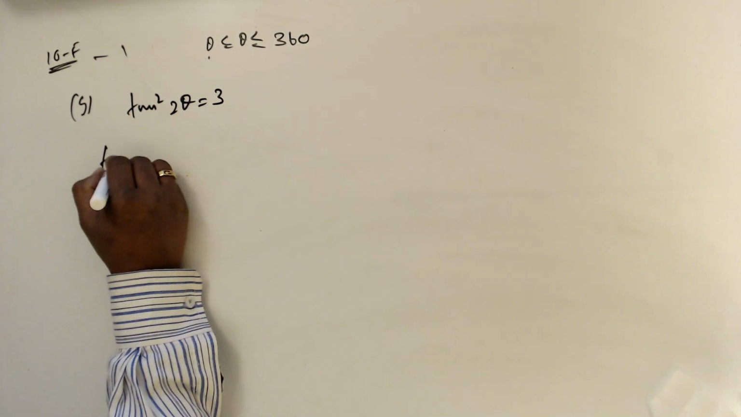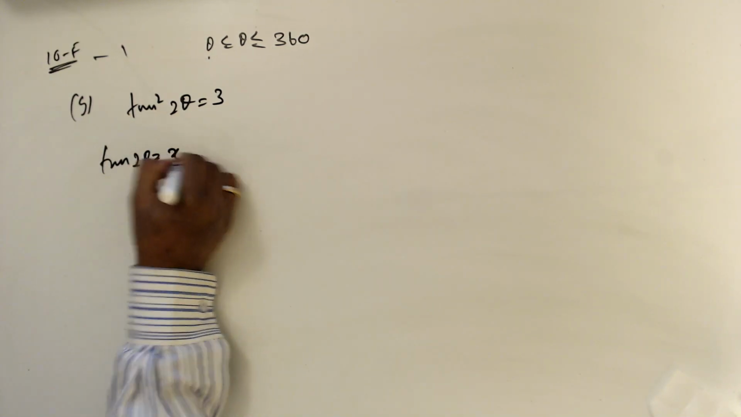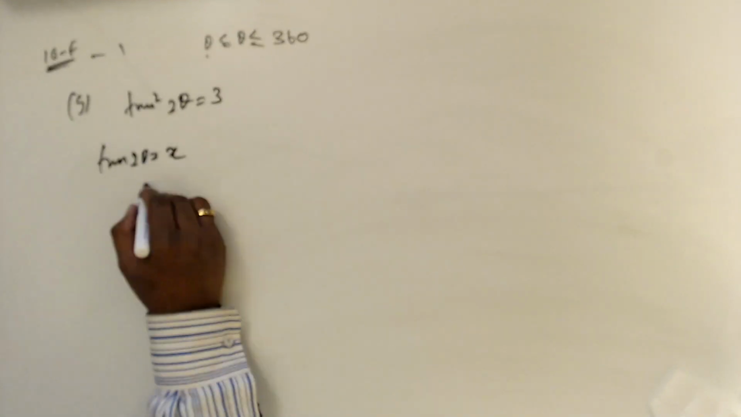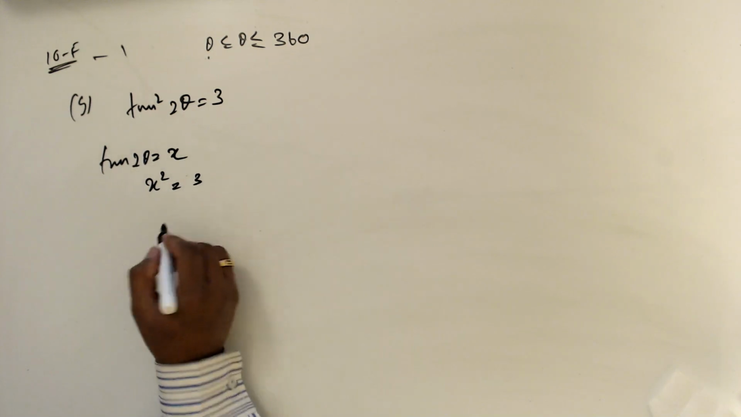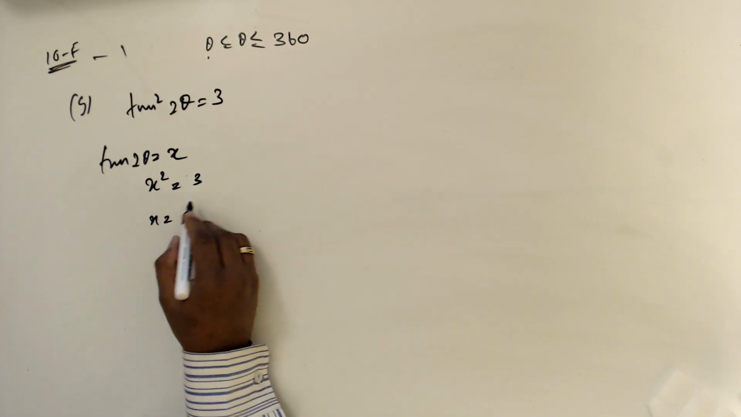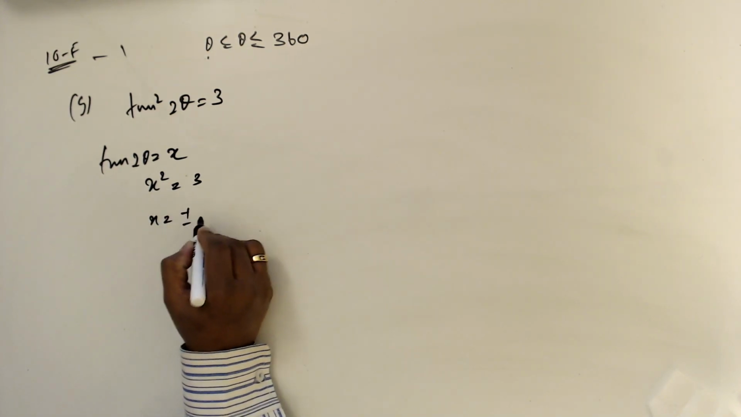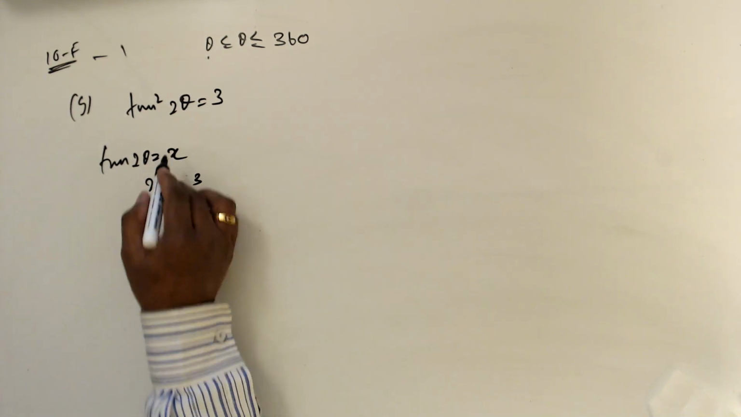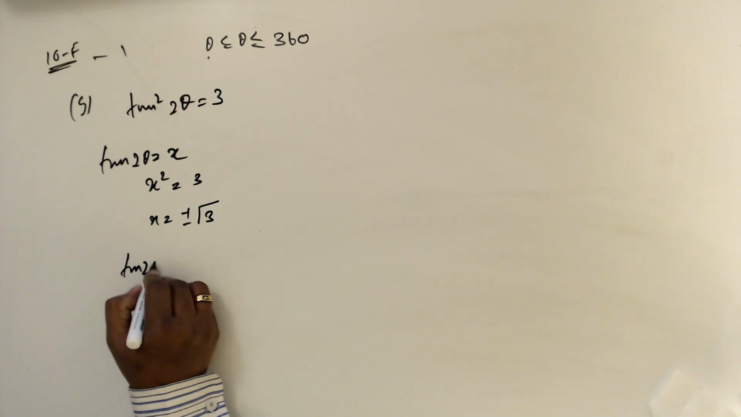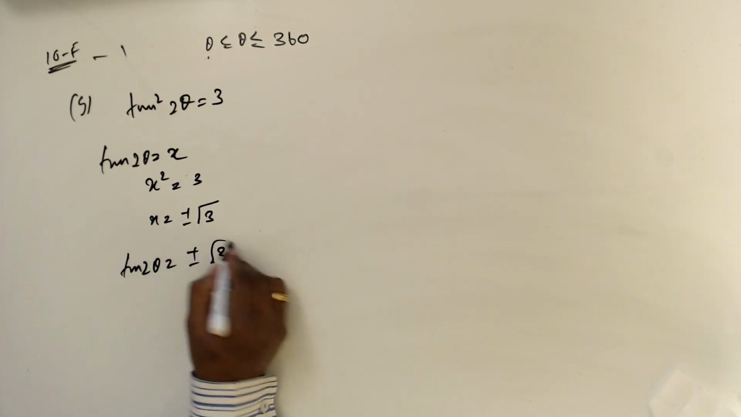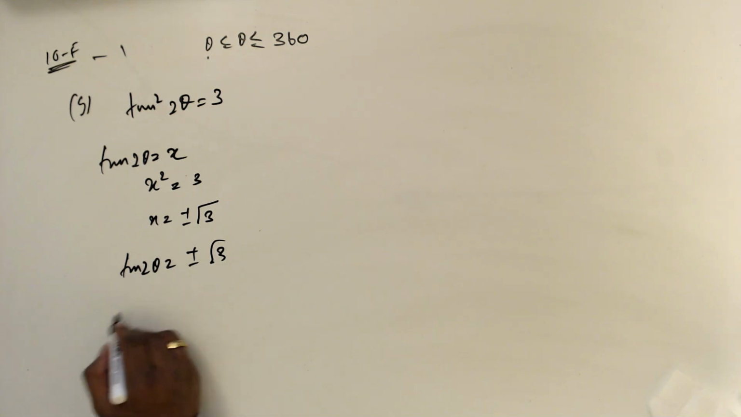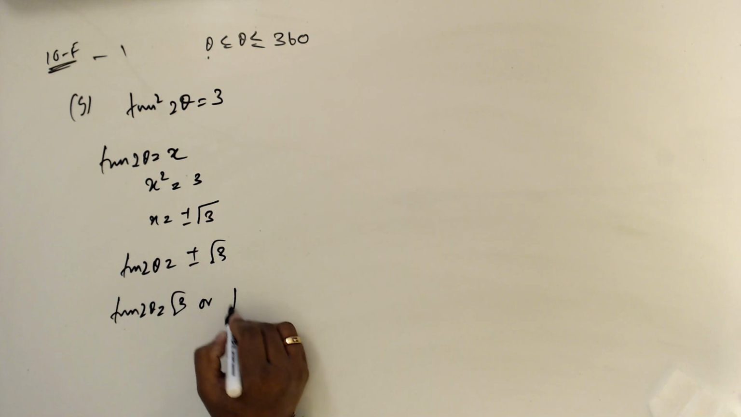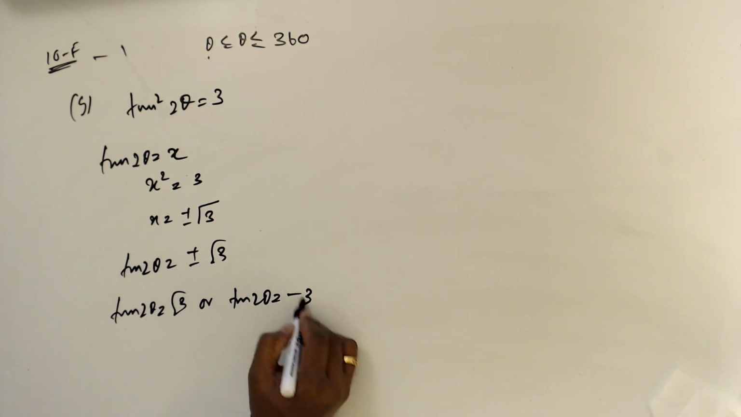So let's take tan 2 theta equal to x. Then this is x squared equals 3, so x equals plus or minus square root 3. Now x means tan 2 theta. So tan 2 theta equals plus or minus square root 3. Now there are two answers: tan 2 theta equals square root 3 or tan 2 theta equals minus square root 3.